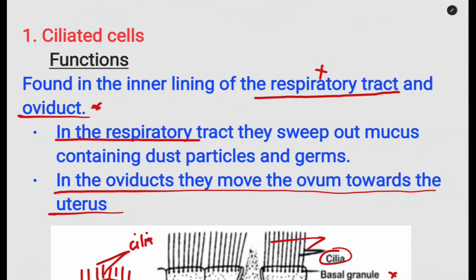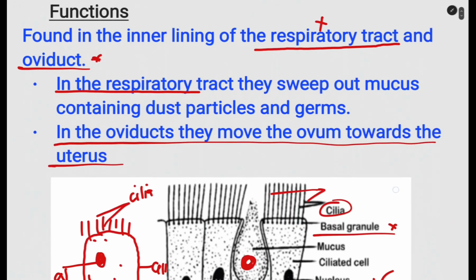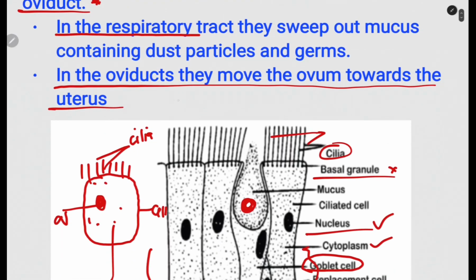What do you think are the adaptations of these cells? So let me just put them here. One of the adaptations is presence of cytoplasmic hair-like structures called cilia. So presence of cilia, the hair-like structures that you are seeing here, is what you call cilia. The presence of cilia is one of the adaptations, and this makes it easy to sweep out mucus containing dust particles and germs, and also to move the ovum toward the uterus.